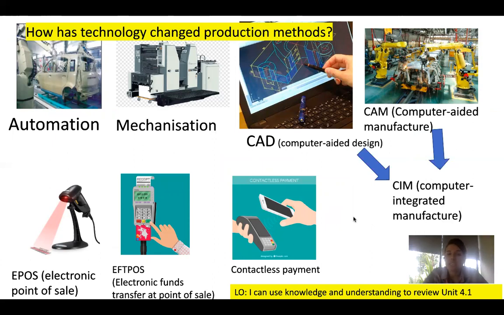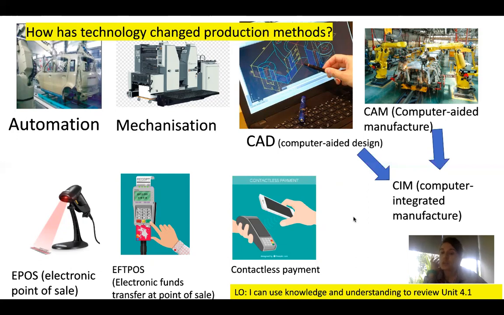We've got automation and mechanization. This is using machinery in the workplace and through the production methods. We've got computer aided design. So this is obviously a designing form of software. It means you don't have to draw on paper anymore. You can use the computer to help you design very specific things.